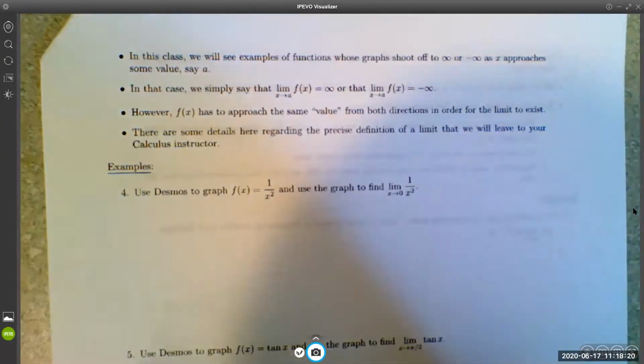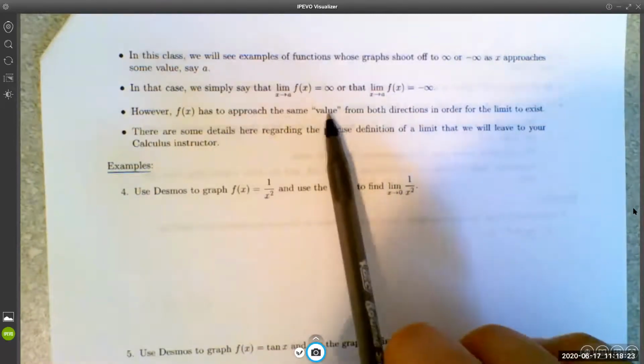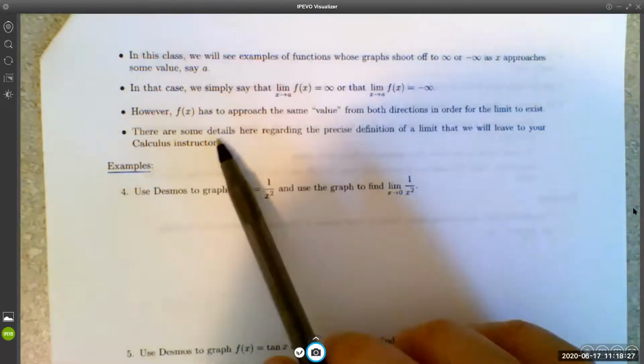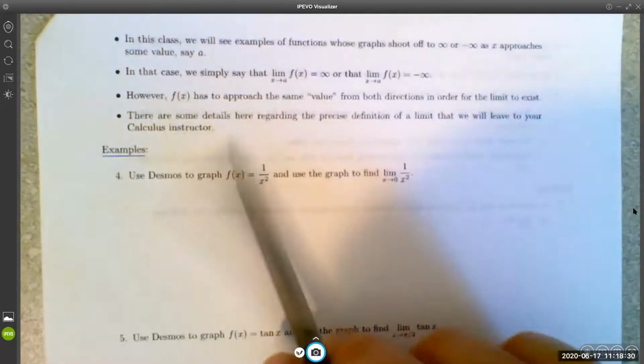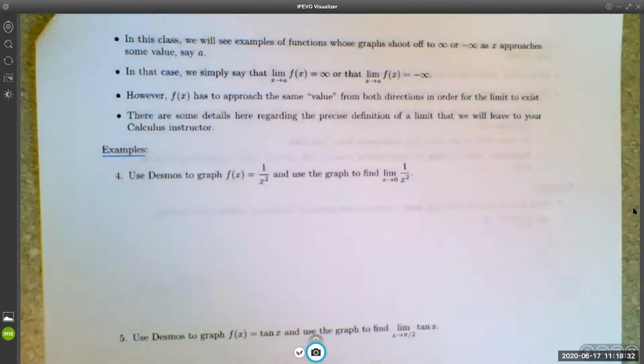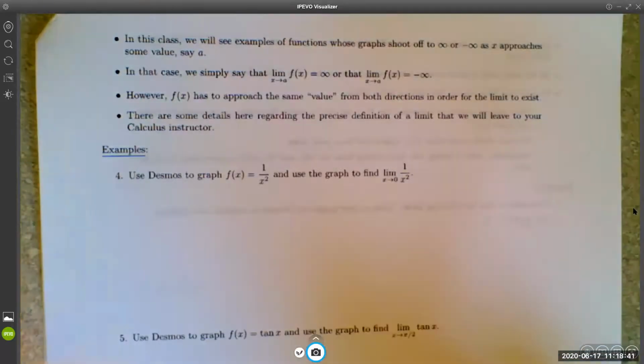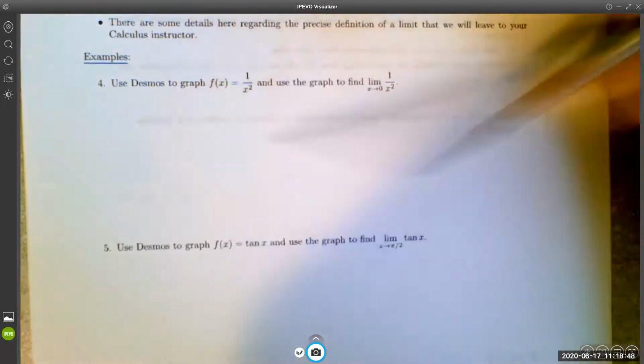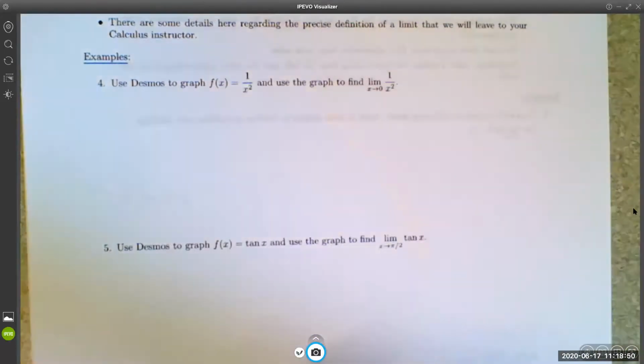It's important though that f of x has to approach the same value from both directions in order to say that limit exists. There are details here that I am glossing over big time, but those details are for your calculus instructor to fill in for you. So I'll leave it to your calculus instructor. But what I want to do is use Desmos to graph a couple functions and then use those graphs to determine a couple of limits. So let me show you Desmos in case you're not familiar with it.